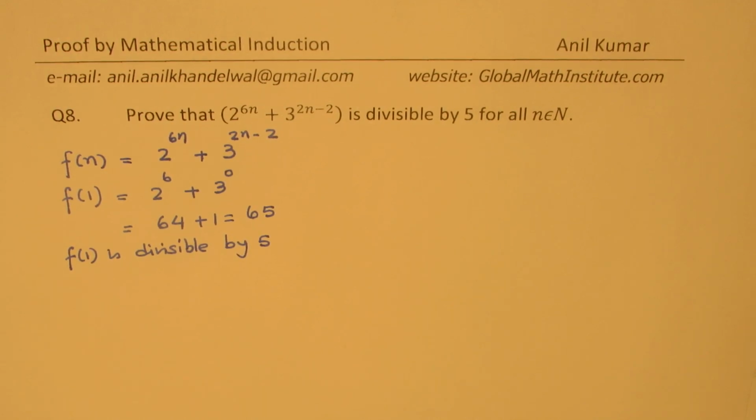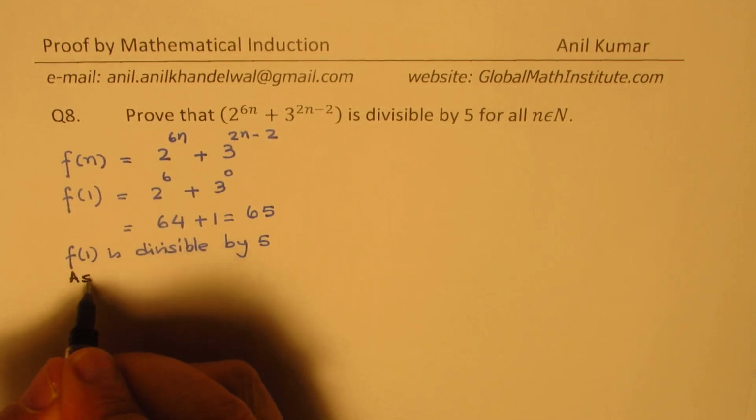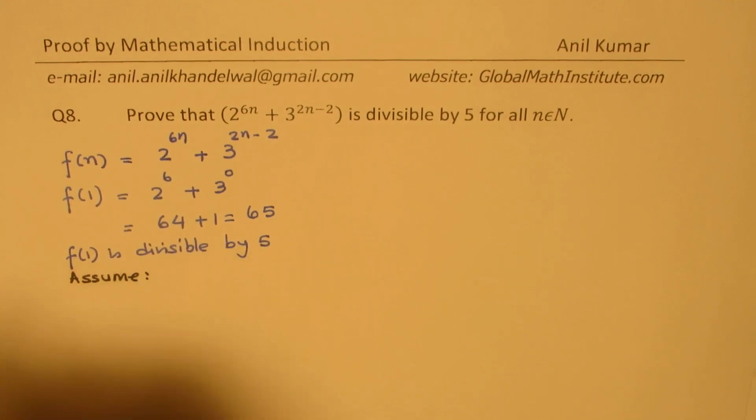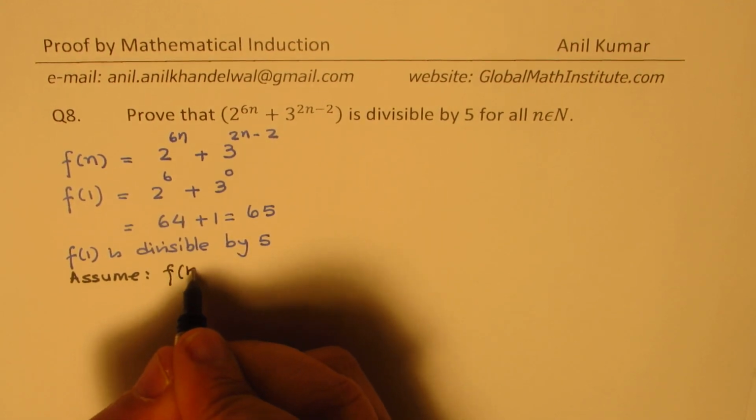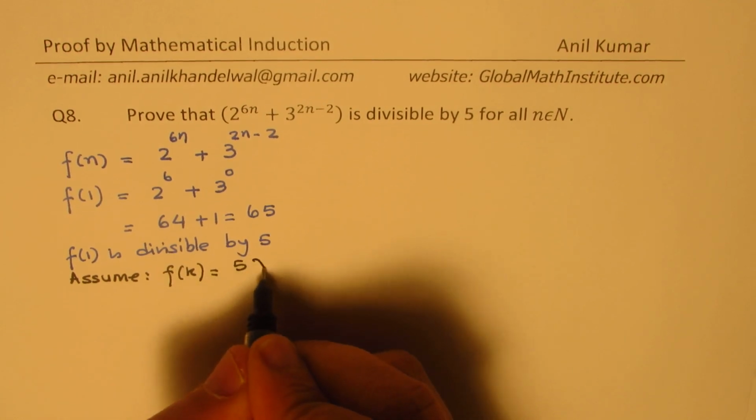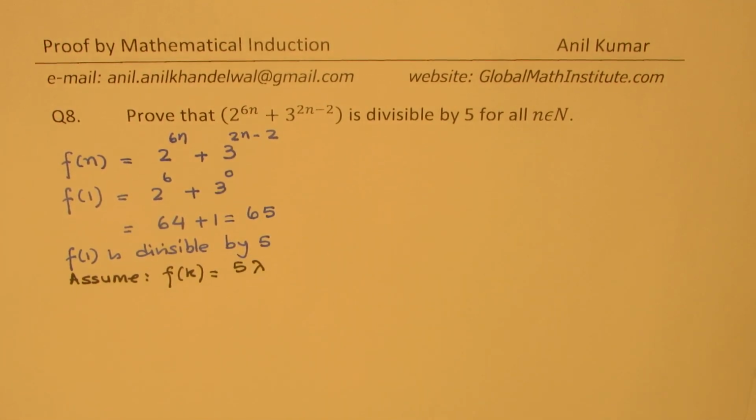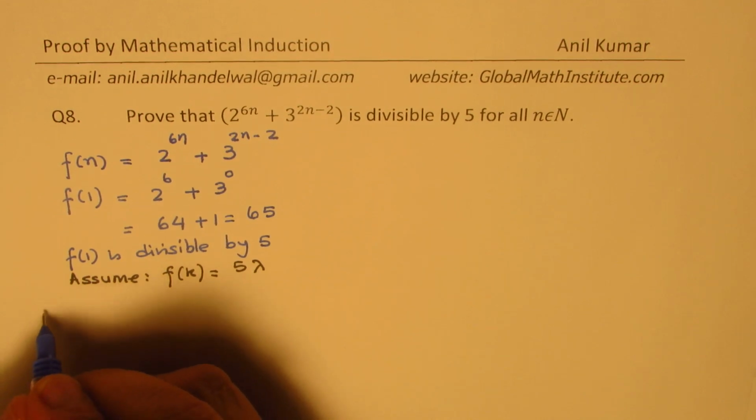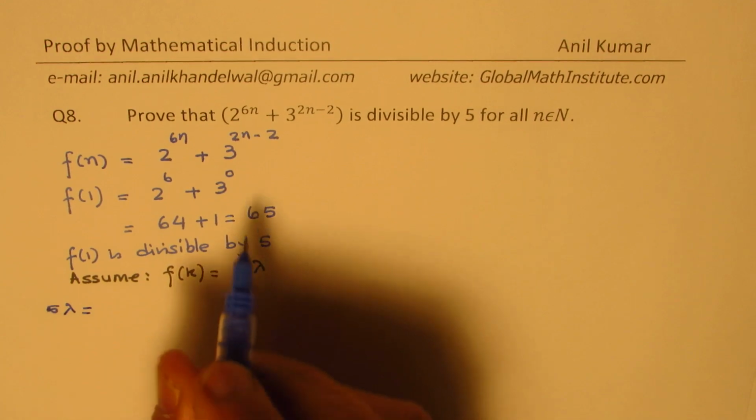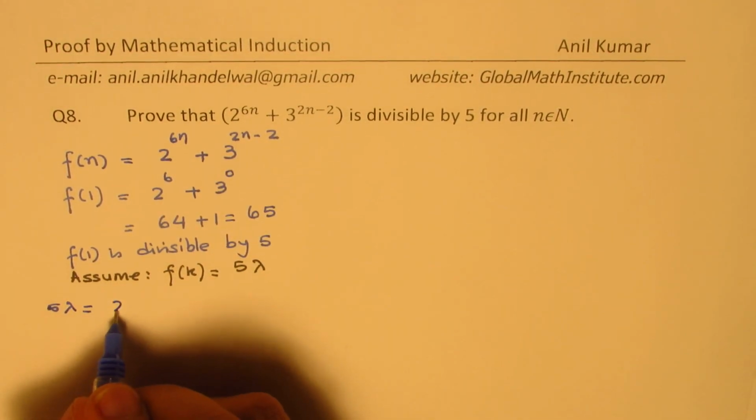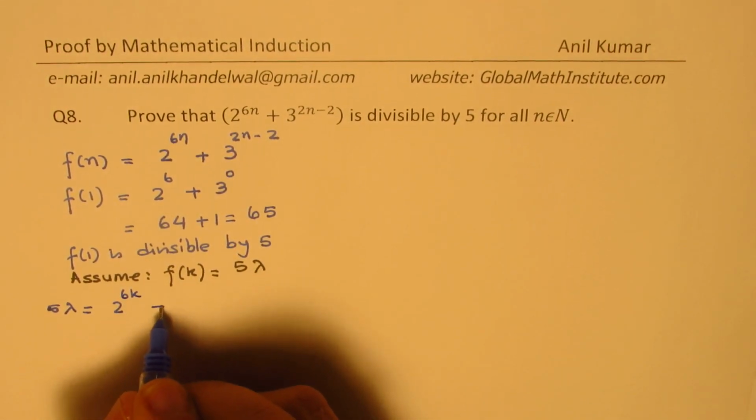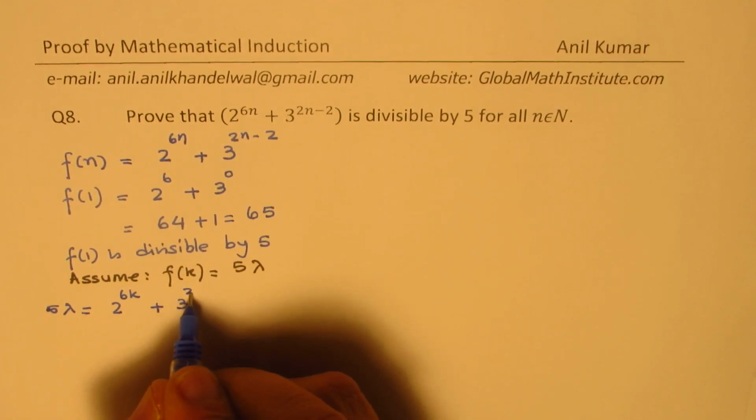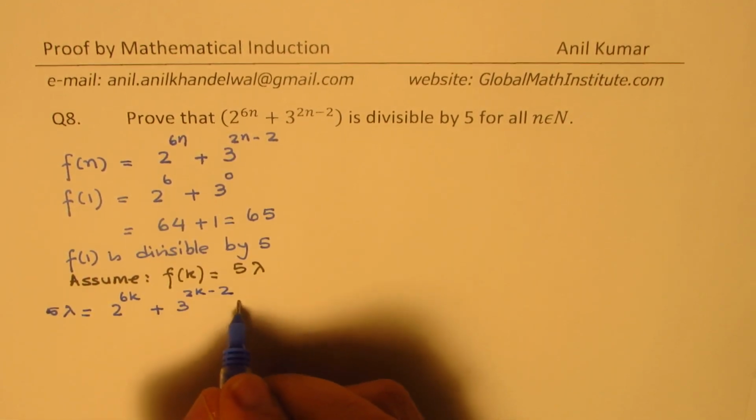So now we are going to make an assumption, and our assumption is that f of k is 5 lambda, that is, f of k is a multiple of 5. So basically we are saying that 5 lambda is equal to, if I write k here, 2 to the power of 6k plus 3 to the power of 2k minus 2, right? So that is our equation number 1.